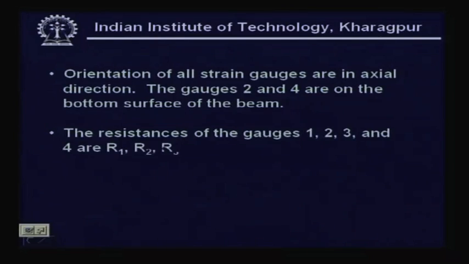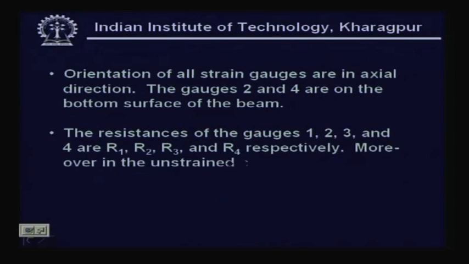The resistances of the gauges 1, 2, 3 and 4 are assumed to be R1, R2, R3 and R4 respectively. Moreover, in the unstrained condition, R1 equal to R2 equal to R3 equal to R4, as there is no force applied on the gauges. Interestingly, gauges 1 and 3 will be subjected to elongation, whereas gauges 2 and 4 will be subjected to compression, because they are on the bottom.